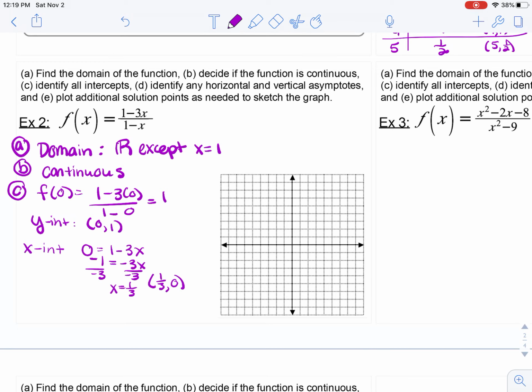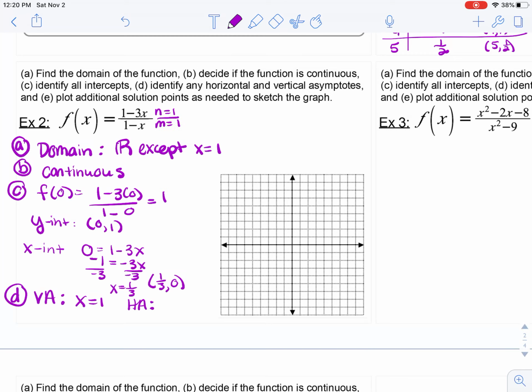All right, for part D, it says to find any horizontal or vertical asymptotes. For D, we have a vertical asymptote where the denominator equals 0, so that's x equals 1. For the horizontal asymptote, we have to compare the degree of the numerator and the degree of the denominator. So if I look here, x is to the first power, so this has a degree of 1. In the denominator, x has an exponent of 1, so that has a degree of 1.